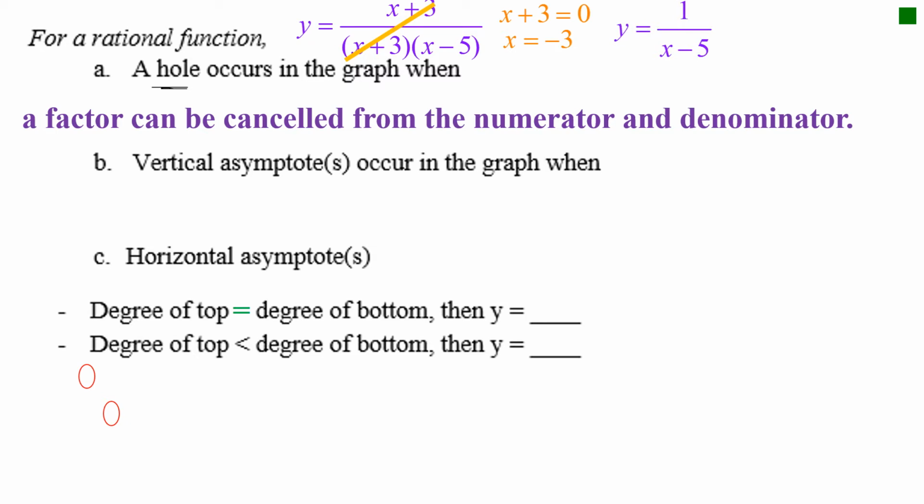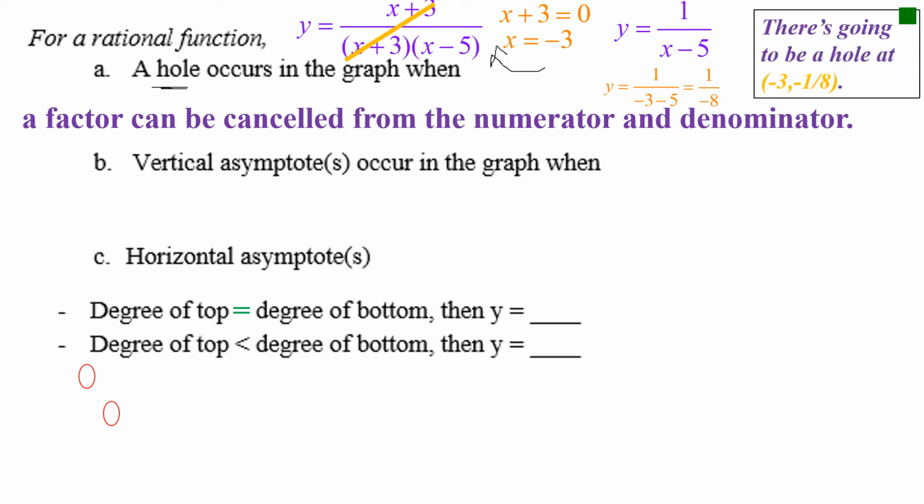We actually need to know the exact location. So we're going to plug x equals negative 3 into our simplified expression and find out what our y value is. 1 over negative 3 minus 5 gives me 1 over negative 8. So the hole in this graph is going to be at negative 3, negative 1/8.